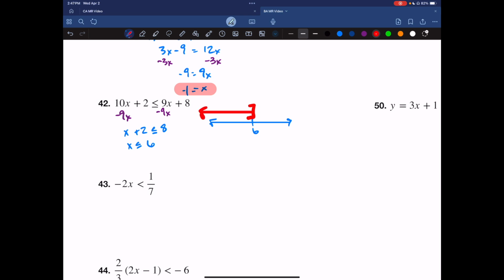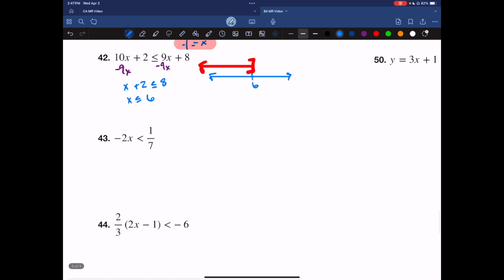Okay, if it was just less than without the equal to, it would be a parenthesis. And then my interval for this would be negative infinity to 6. Parenthesis on infinity, bracket on 6. 6 is included. Infinity is something we never get to. It's a concept, so we're always approaching it.